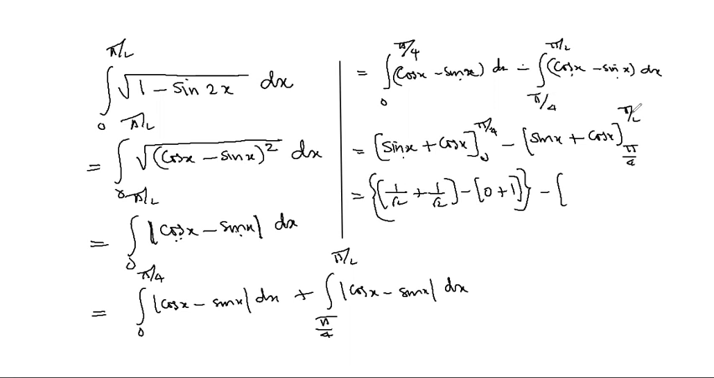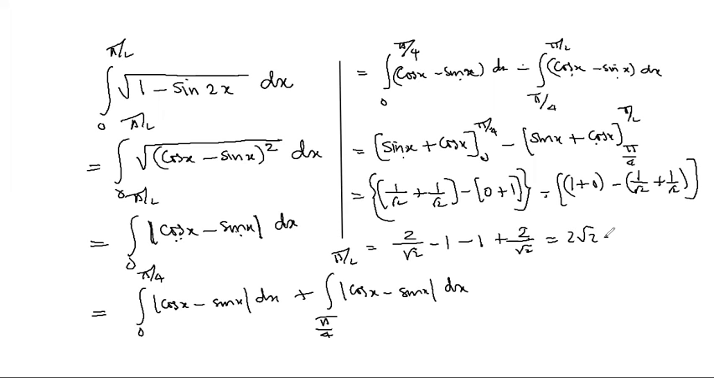And here, for pi by 2, sin becomes 1 and cos becomes 0. Here for pi by 4, 1 by root 2 plus 1 by root 2. When I open the bracket, 2 by root 2 minus 1, or 2 root 2 minus 2. This is my answer. Anybody, any doubt here?